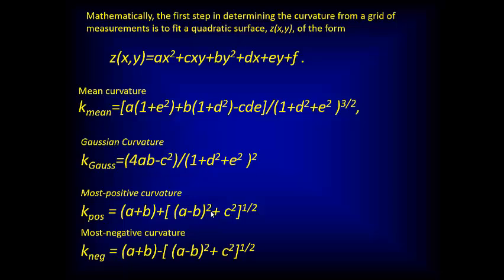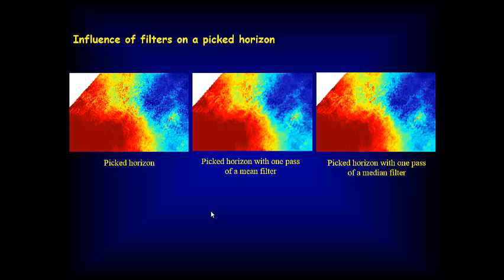But the important thing here is to know that the most positive curvature essentially refers to positive curvature values being accentuated at the cost of the negative values, and negative curvature values accentuated at the cost of positive curvature values in the most negative curvature. So if I show you a picked horizon to the left, when I run one pass of a mean filter to sort of smooth it, you can see that performance in the middle, and one pass of a median filter is shown here. So notice there is a difference in the performance of these two filters. This appears to be more crisp as compared with this one.